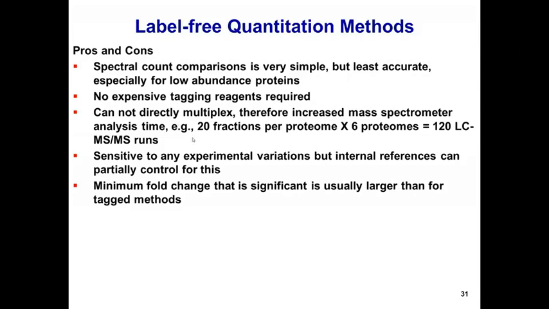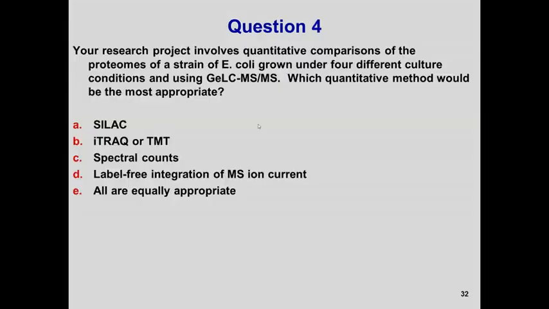For example, if I have 20 fractions times 6 proteomes, and I run an isobaric tag experiment where I have a 6-plex, this could all be done in one experiment for a total of 20 fractions, whereas in this case, with a label-free approach, I'll have 20 fractions times 6 proteomes or 120 MSMS runs. This method is sensitive to any experimental variation, but internal references can partially control for this. Minimum fold change that can be considered to be significant is usually larger. A significant change is much larger than for tagged methods.